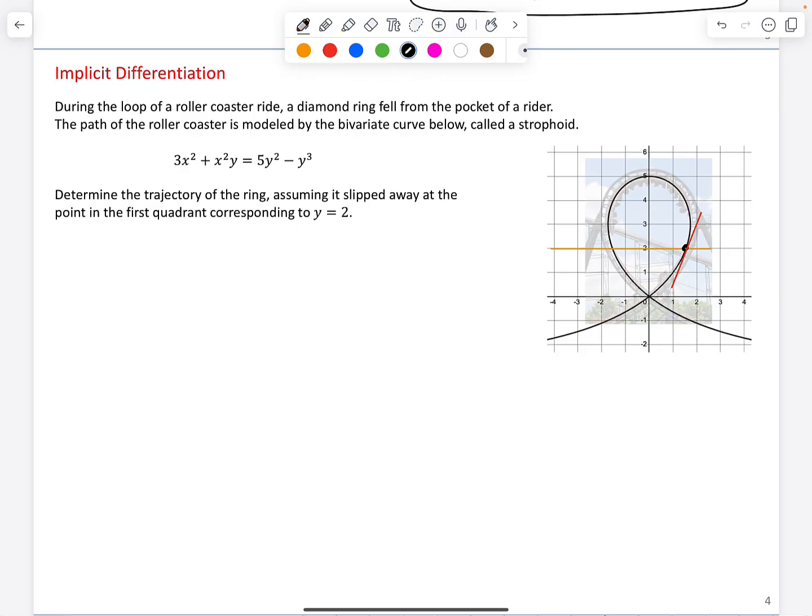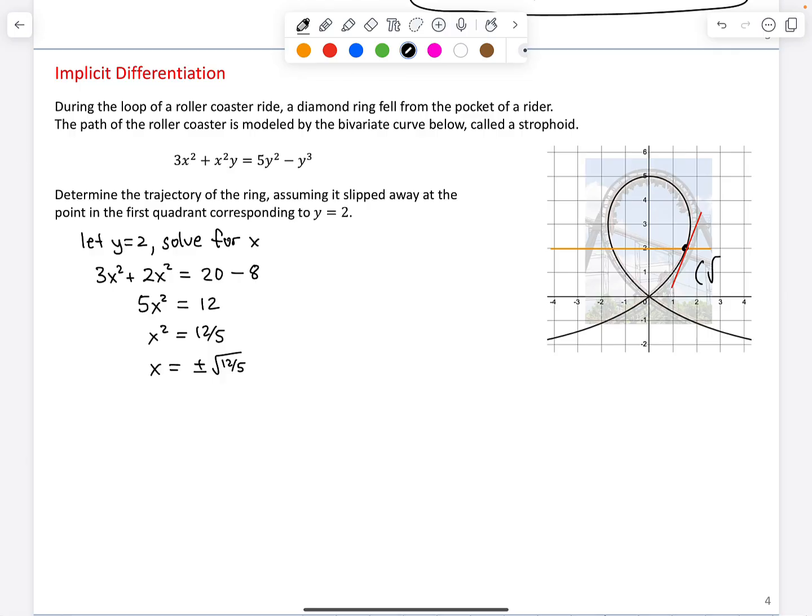So let's find the x-coordinate there first. So we're going to substitute y equals 2 into the original equation and solve for x. So we have 3x squared plus x squared times y, which is 2, so 2x squared, equals 5y squared, y is 2, so we have 4 times 5 is 20, minus 2 cubed, which is 8. So that gives us 5x squared is equal to 12, x squared is equal to 12 fifths. So x will be plus or minus the square root of 12 fifths. Now we only want the first quadrant point here, so we'll go with the positive square root of 12 fifths as the x-coordinate and the y-coordinate is 2.